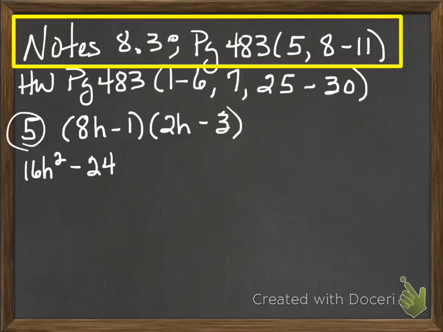Minus 24h. And then a negative 1 times positive 2, which is negative 2h. And then finally, negative 1 times negative 3, which is positive 3.